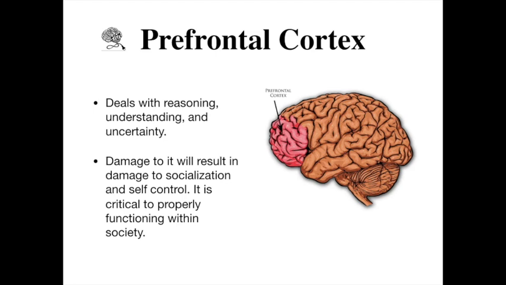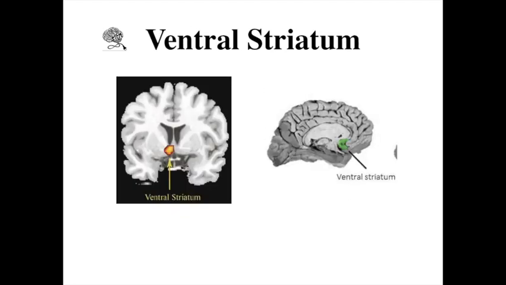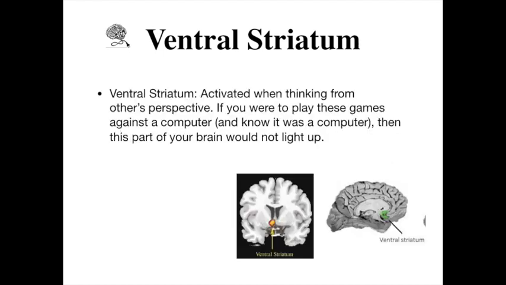We also have ventral striatum. It is activated when thinking from another's perspective. If you were to play these games against the computer and know it was a computer, then this part of your brain would not light up. Don't worry, we'll dive into those games later.